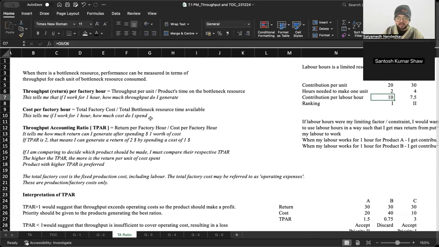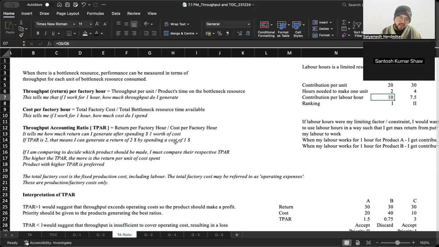And return per factory hour divided by the cost per factory hour gives me my throughput accounting ratio or TPAR. It tells me how much return I can get after spending $1 worth of cost. If TPAR is 2, that means I get a return of $2 by spending a cost of $1. If I am comparing to decide which product should be made, I must compare their respective TPAR.